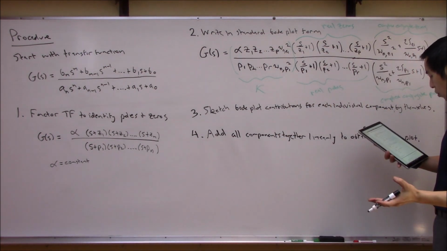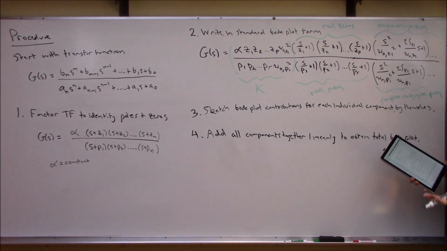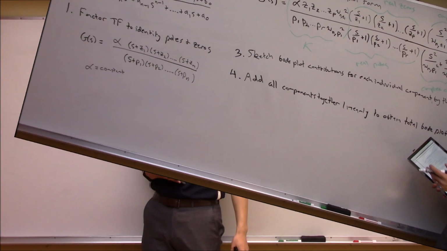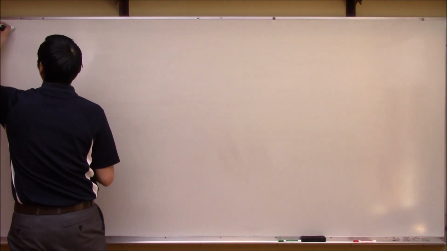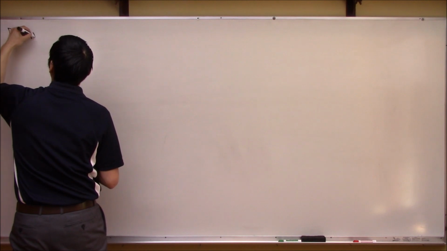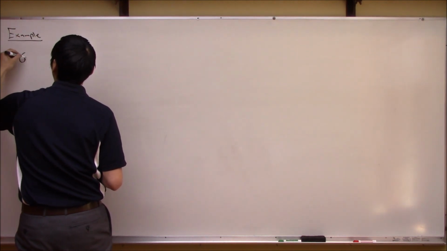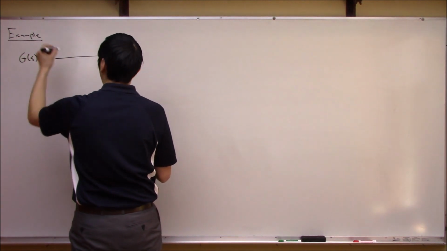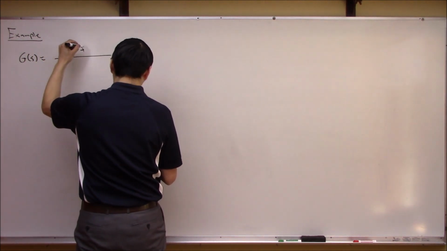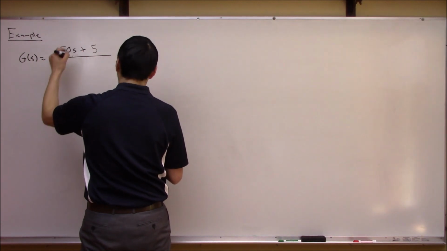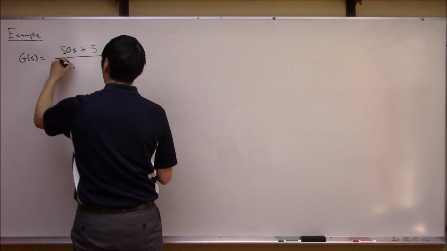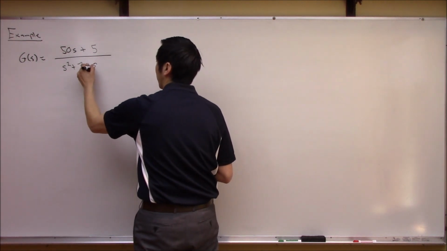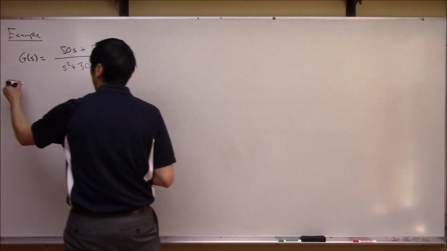Okay, so I think what would help here is let's go through a concrete example of this to see how we would do this. Let's say you start with the transfer function, again, in just numerator over denominator polynomial format. How about 50s plus 5 all over s squared plus 30s? Okay, so that's our transfer function here. Let's just go through our steps.